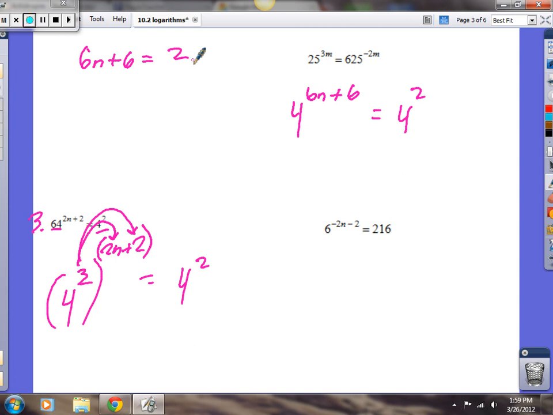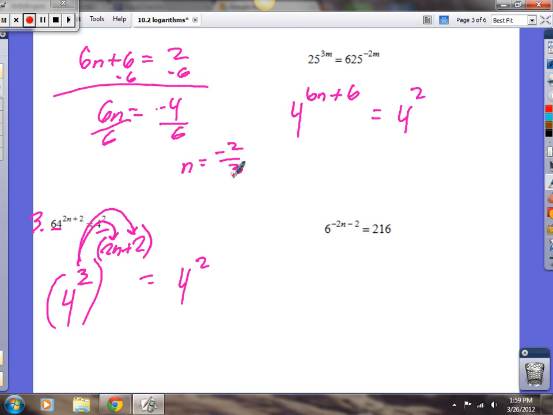Minus what? Minus 6, minus 6. So you've got 6n equals negative 4. Now what? Divide by 6. Divide by 6. What's n equal to? Negative 2/3. What kind of a number is negative 2/3?